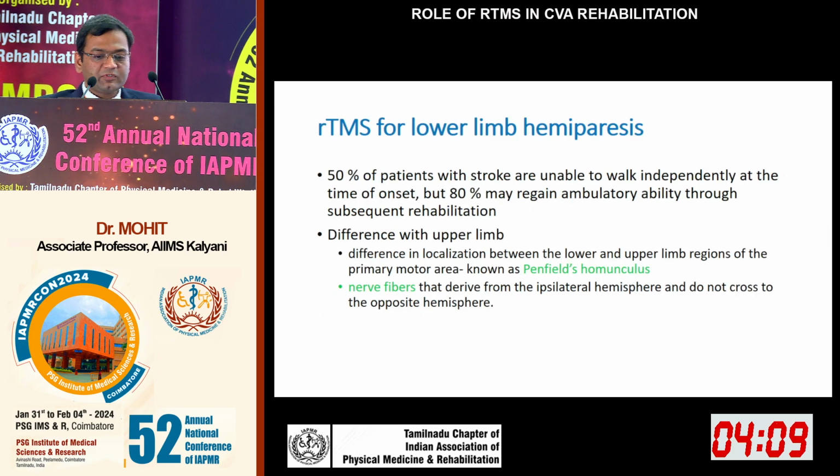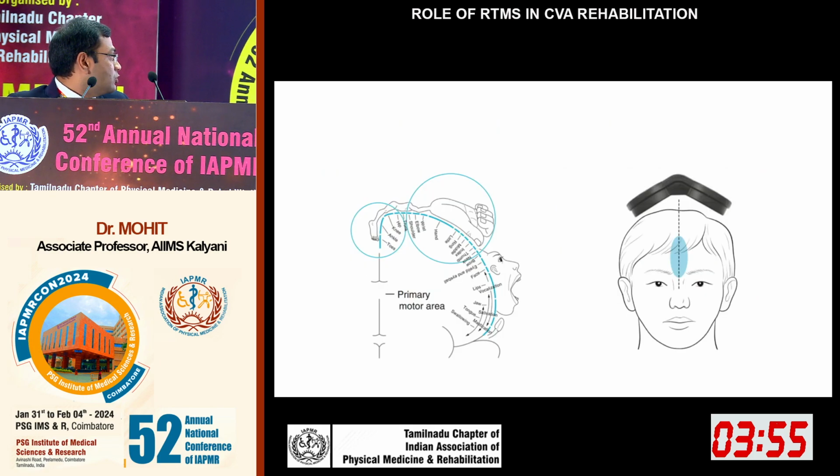If you come to rTMS for the lower limb, there are two basic differences. First is the difference in the localization between the lower and the upper limb region, known as the penfield homunculus, and the nerve fiber that does not cause the obstruction. As in the picture, it is obvious that the representation of the lower limb is much deeper in the cerebral cortex, so we require a special type of coil for approaching the lower limbs.